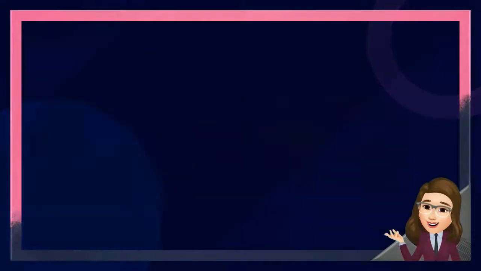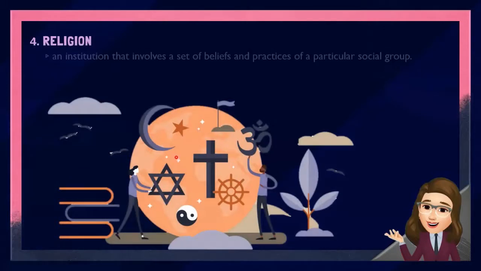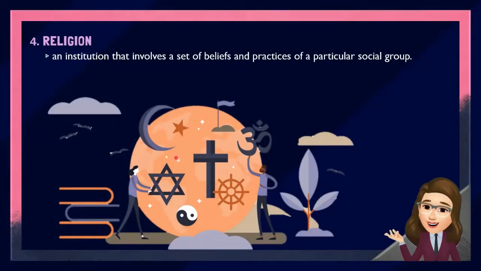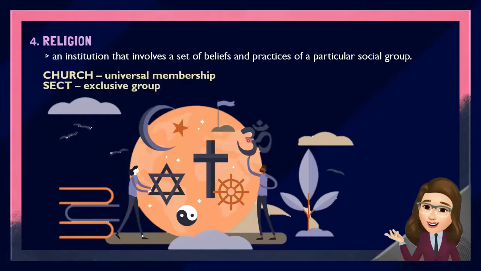Let's proceed to the next slide. We have another example of social institution, which is religion. It is an institution that involves a set of beliefs and practices of a particular social group. The beliefs of religious groups affect the behavior of their members. It is important, therefore, to know how the beliefs of a religion affect the action of its members.